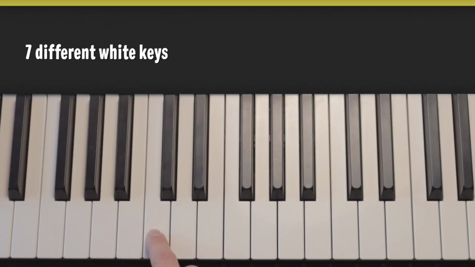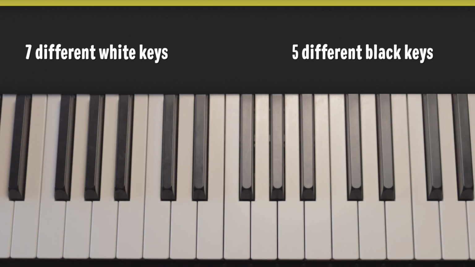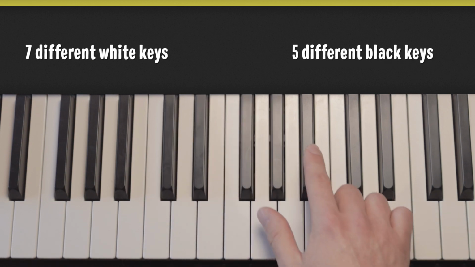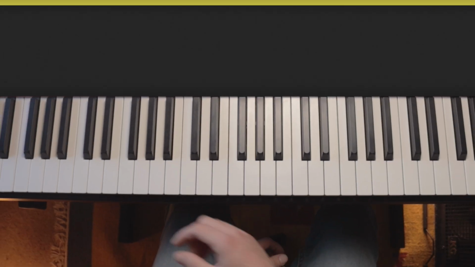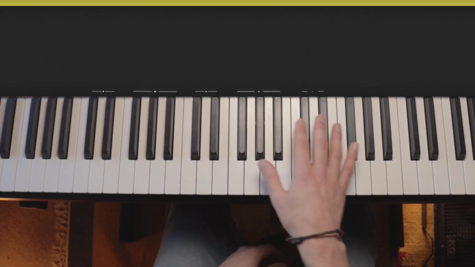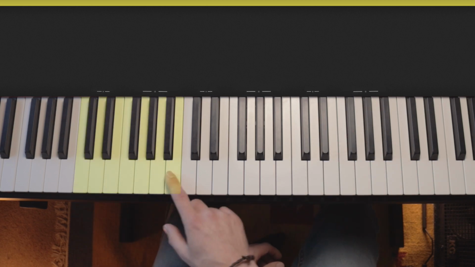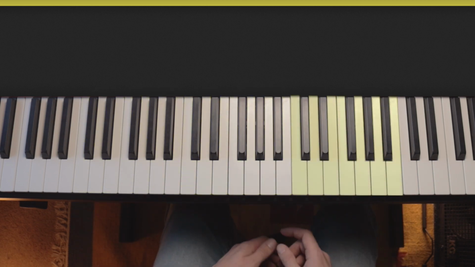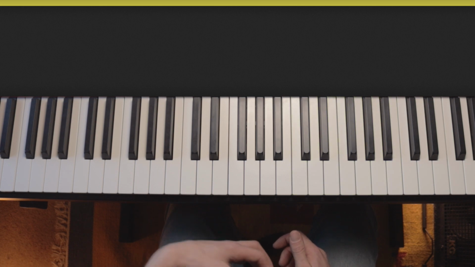There's 7 white, 1, 2, 3, 4, 5, 6, 7, and 5 black, 1, 2, 3, 4, 5. If you look at the whole piano, we've got that same pattern repeating. The block of 2 black notes and then the block of 3, 2, 3, 2, 3, and those same 7 white notes repeating. Again, they are higher and lower versions of the same note.